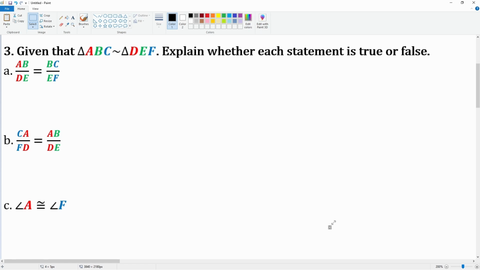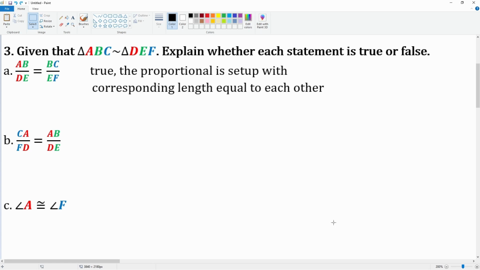Okay, so notice that the colors match. That means that the proportion is set up correctly, because the left side ratio is set up based on the corresponding lengths, right? Red over green, red green over red green on the left side. On the right hand side, green blue over green blue. Okay, the proportion is set up based on the corresponding lengths equaling each other.